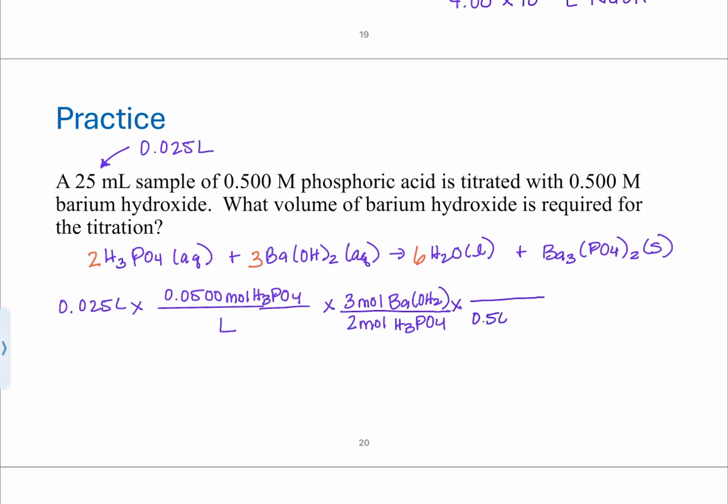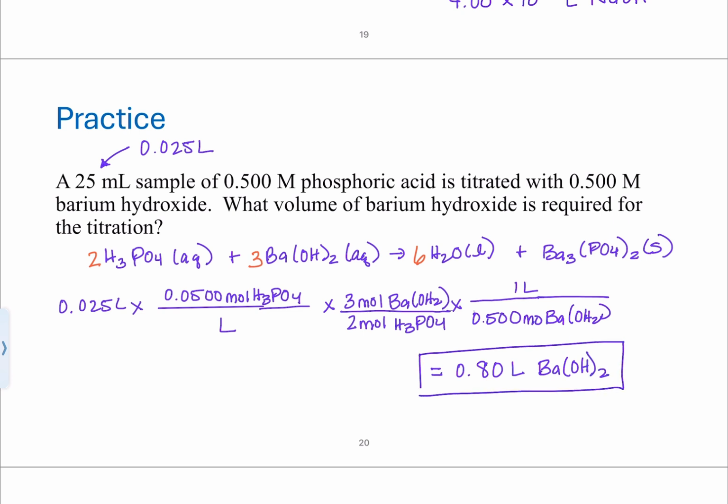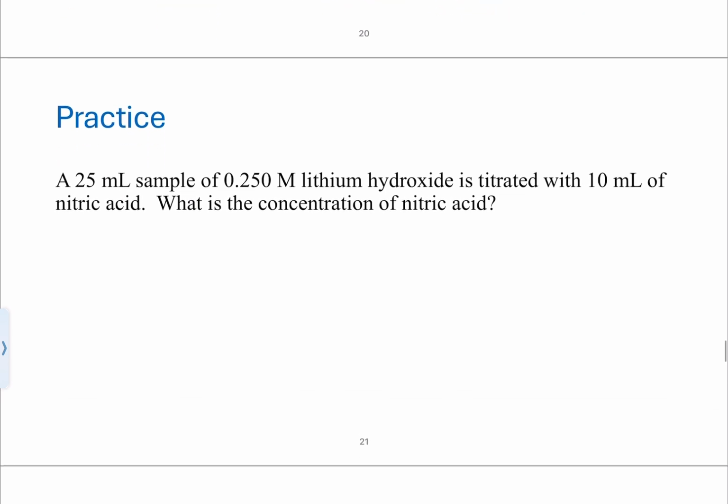Okay, so now we've converted our original volume into moles of barium hydroxide, but our goal is to get to volume of barium hydroxide, which means we need to utilize the molarity or the concentration that was given to us for barium hydroxide. So molarity is a conversion factor, so we can write the number of moles at the bottom so that this can cancel out, per liter. And if you take all of this information and plug it into your calculator, you should get 0.8 liters of barium hydroxide.